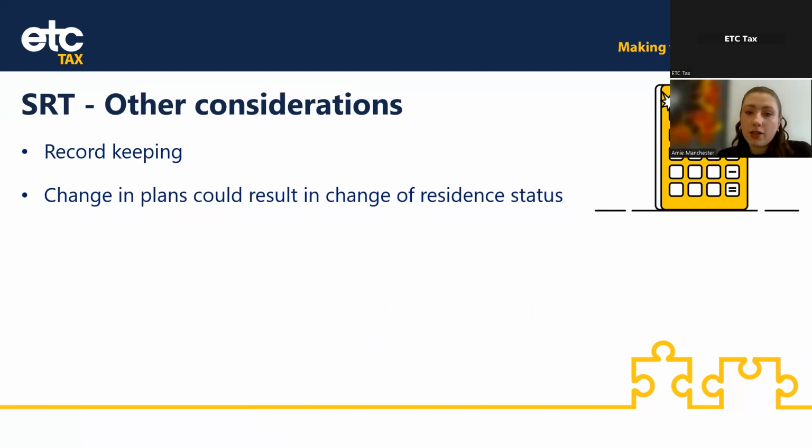Something else to mention is just that changing plans can result in a change in residence status. So it is crucial to make sure that the day count is correct. And a day or two which didn't go to plan, if they had an extra day in the UK, or they were away for an extra week or something out of the UK, this can have an impact on the reporting required on the return, and it is crucial to ensure that the day count is accurate.